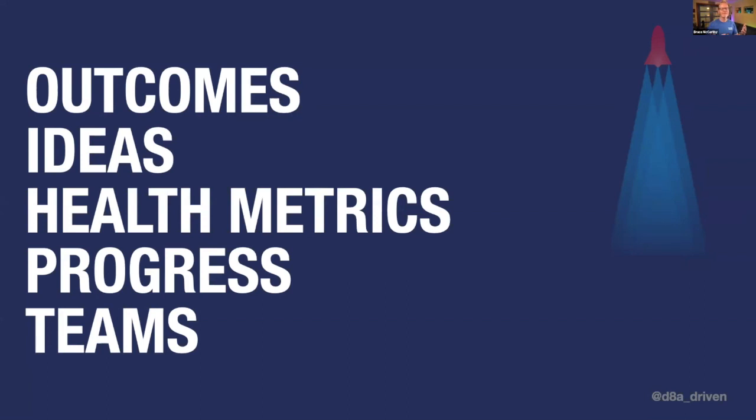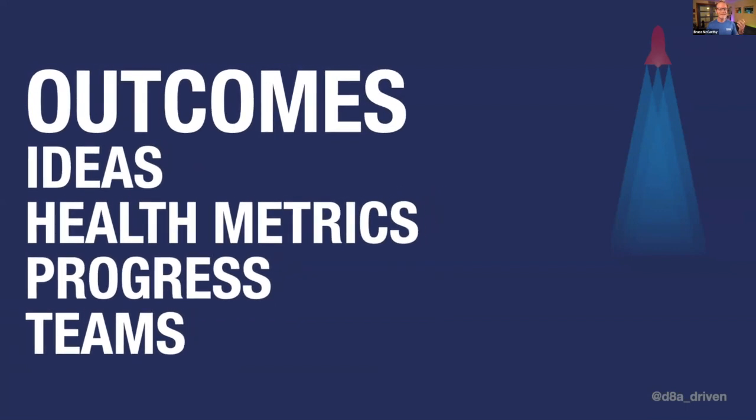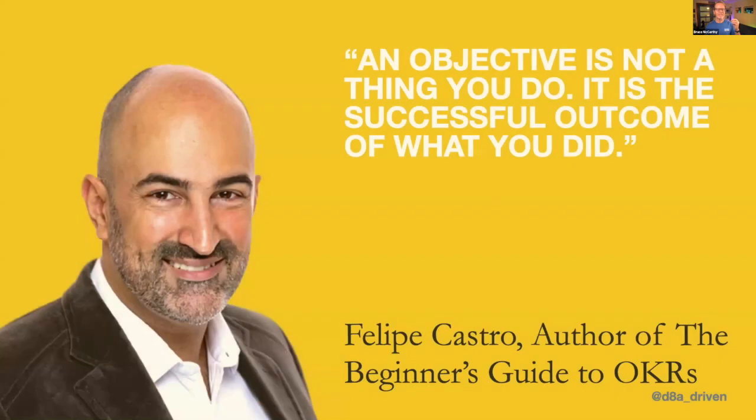These are the 5 things I want to go over about adapting OKRs to product teams. Outcomes is the first and most important one. The thing about OKRs that people most frequently mistake is it's not about what you do, it's about the outcome of what you do. My friend Felipe Castro is very clear on this in his Beginner's Guide to OKRs.